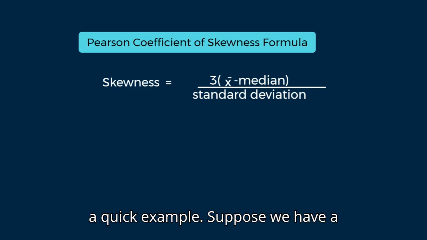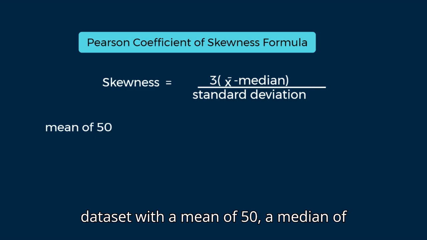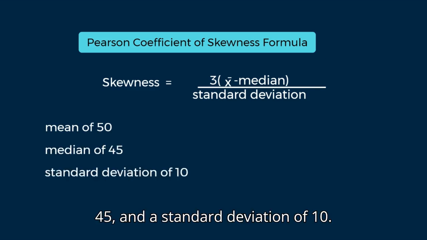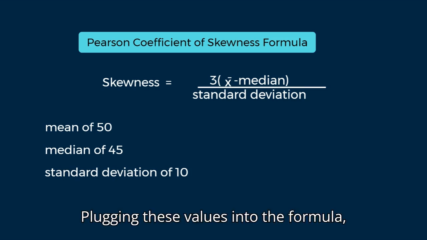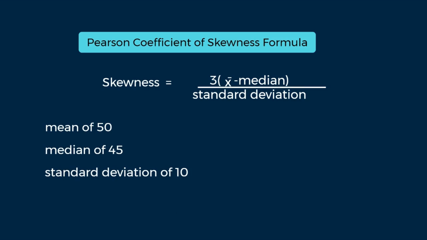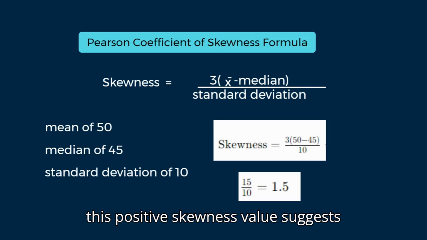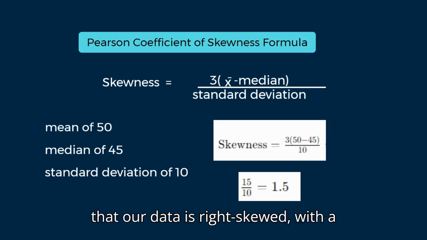Let's look at a quick example. Suppose we have a dataset with a mean of 50, a median of 45, and a standard deviation of 10. Plugging these values into the formula, this positive skewness value suggests that our data is right-skewed, with a longer tail on the right side. Next, let's talk about kurtosis.